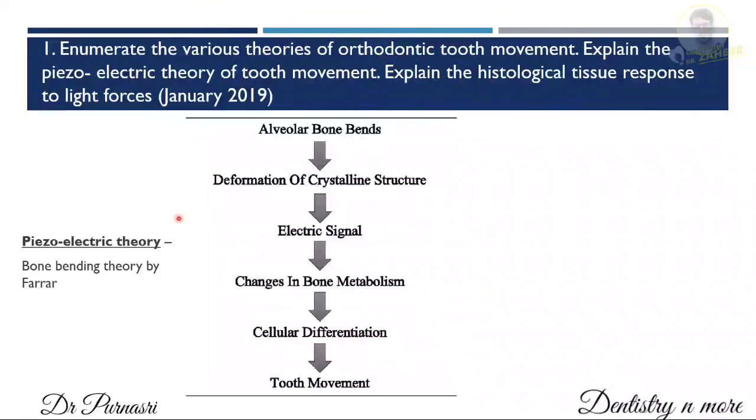You can also write this flowchart here. So when the alveolar bone bends, there is deformation of crystalline structures. Due to the deformation, there is a formation of an electric signal which causes change in the bone metabolism. Bone metabolism changes the cellular differentiation, which causes the tooth movement.